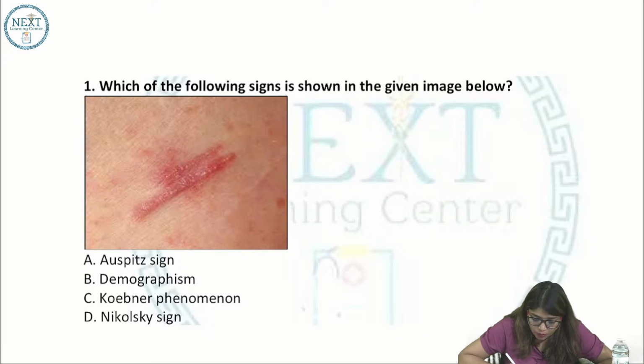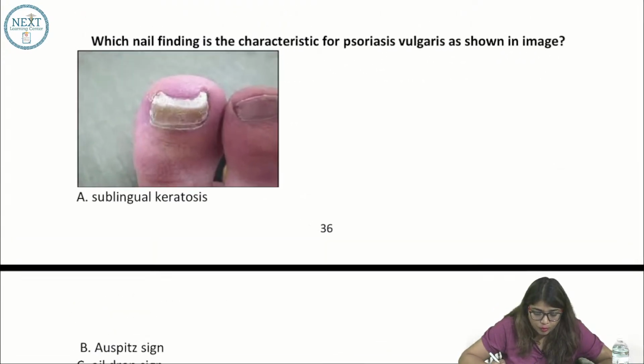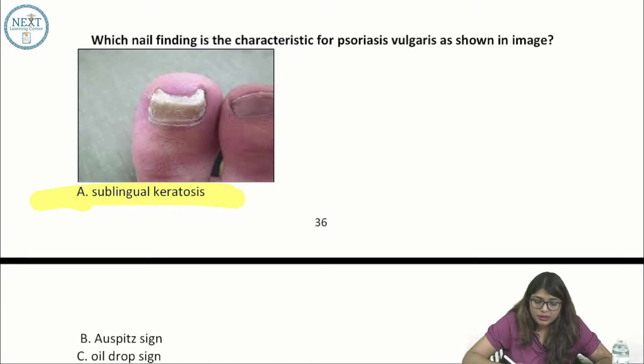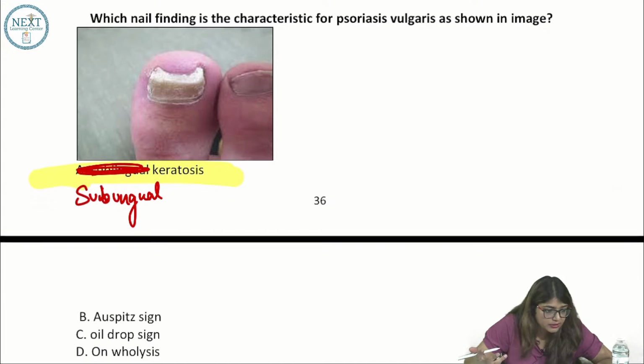Very good. This is your Koebner's phenomenon. What about this one? Again, not much discussion. What is this? Yes, very good. This is your subungual hyperkeratosis. This is not sublingual. This is subungual. Okay, I'll just correct it. Subungual hyperkeratosis. Keratosis, right?